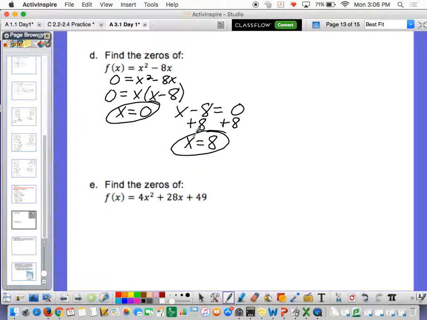All right. Last one here. 0 equals 4x squared plus 28x plus 49.